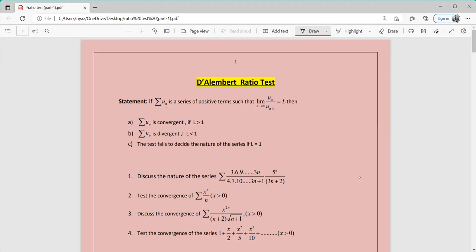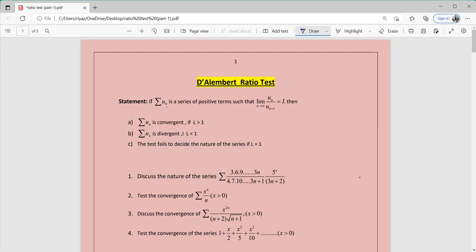Summation un is a series of positive terms such that limit n tends to infinity un by un plus 1 is equal to L. Then case 1: summation un is said to be convergent if the L value is greater than 1. And if the same value is less than 1, then we say it is divergent. And we say the test fails to decide the nature of the series if L is equal to 1.